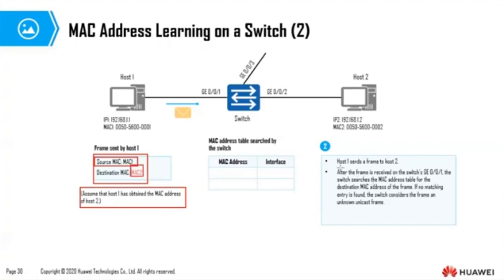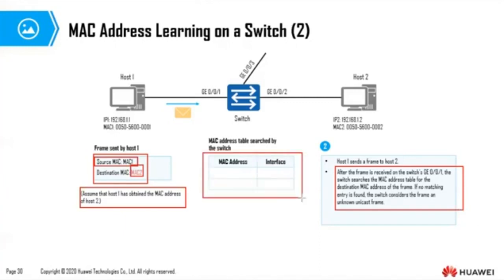Okay, so after the frame is received on the switch G001, the switch searches the MAC address table for the destination MAC address of the frame. Will it find it? It's still empty, so nothing. So if no matching entry is found, the switch considers the frame an unknown unicast frame. It is an unknown unicast frame that is flooded.